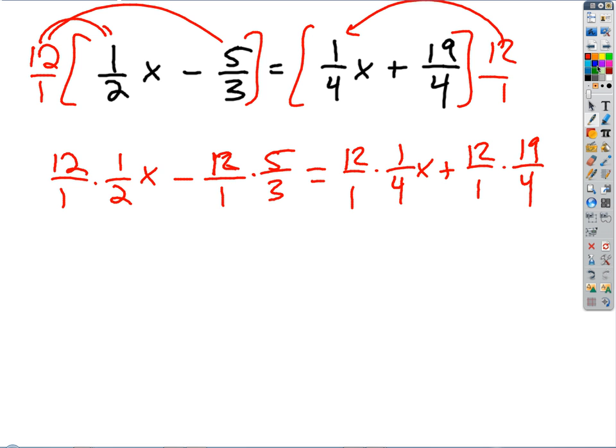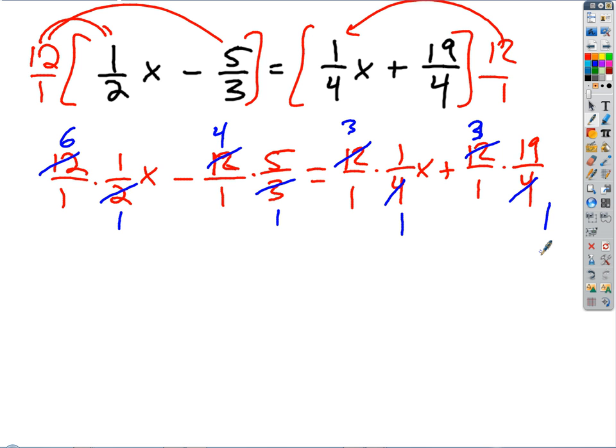When I multiply these across, I can always cross-cancel, and the denominators will always disappear. 12 over 2 reduces to 6 over 1. That's good. We love having 1s in the denominator because any number divided by 1 is just itself. You don't even need the 1s in the denominator, right? 12 over 3 reduces to 4 over 1. 12 over 4, 3 over 1. And once again, 12 over 4 is 3 over 1, right?